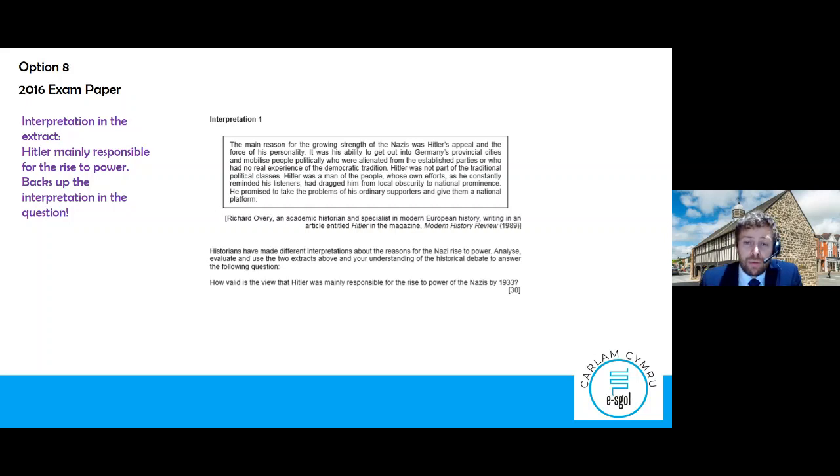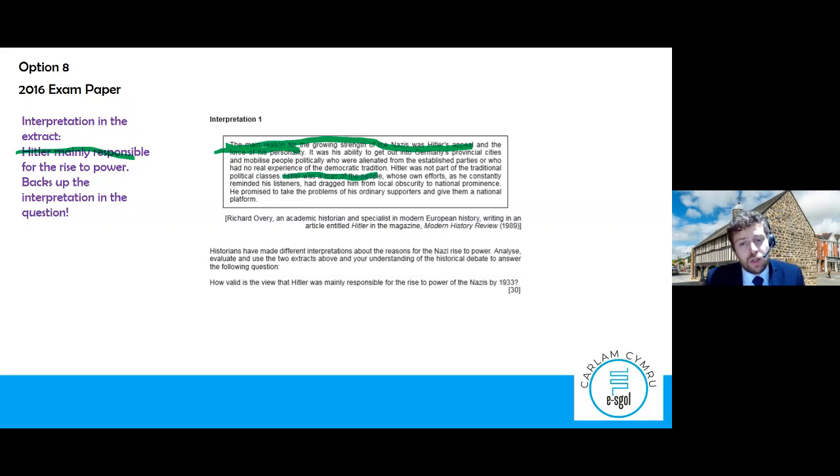Hitler was a man of the people whose own efforts, as he constantly reminds his listeners, had dragged him from local obscurity to national prominence. He promised to take the problems of his ordinary supporters and give them a national platform. So this interpretation really clearly shows that the main reason for the growing strength was Hitler's appeal, the force of his personality. It was the fact that he was a man of the people. So he was mainly responsible for the rise to power, and so backs up that interpretation in the question.